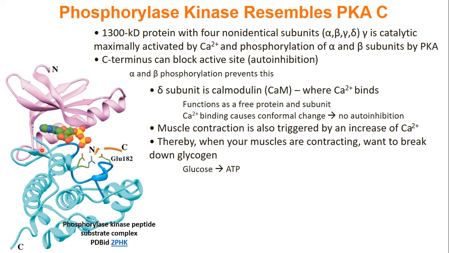Now, this protein can inhibit itself, and it does it by the C-terminus. So the C-terminus will go and bind to its own active site, unless the alpha and beta subunits are phosphorylated.